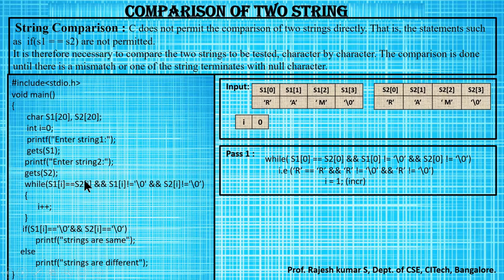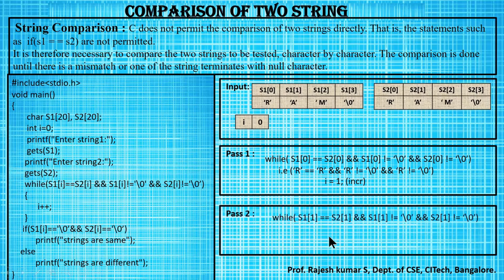When I value became 1, again we are going back to the while loop. In the while loop, when I value is 1, S1 of 1 double equals S2 of 1. We'll check whether this value is the same as this value. Now we know what S1 of 1 is, A. A is double equal to S2 of 1. Yes, it is equal. Again, we are checking whether A is not equal to null. No, it is not equal to null. And A is not equal to null. Again, no, it is not equal to null.